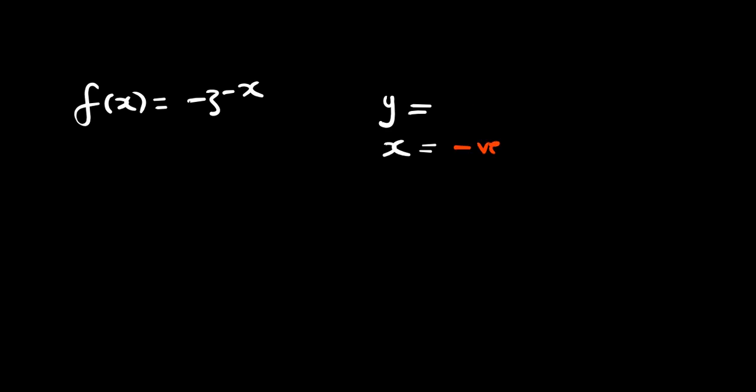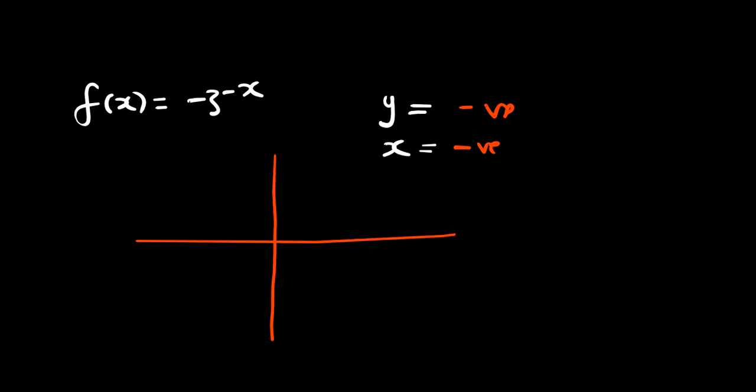Let's solve another one. Let's say you have f of x is equal to negative 3 to the power negative x. How are you going to solve this one? Look at the value of y, look at the value of x. The value of x, you're able to see that in this case it is negative. The value of y is also negative. So when you draw your x-y plane, this is the y-axis and this is the x-axis.